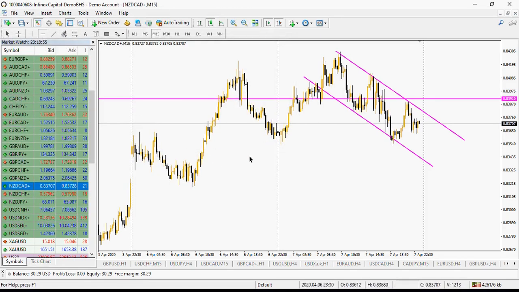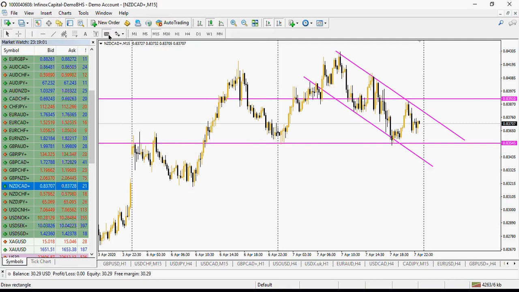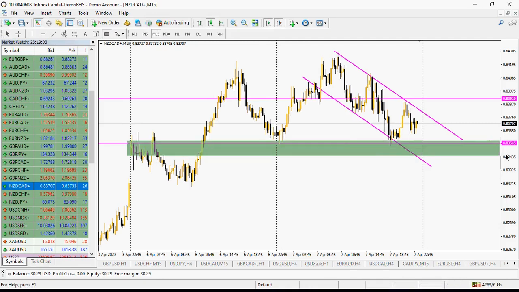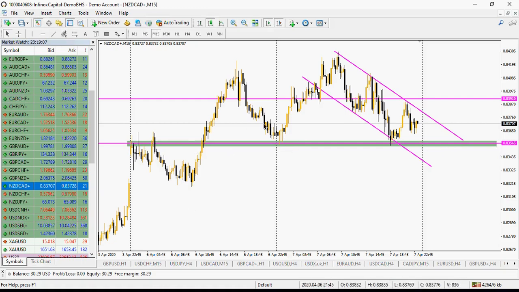I can see that in this area, there is a strong support and resistance. I use the line, but you can also see it right here. Okay, you can see it right here.